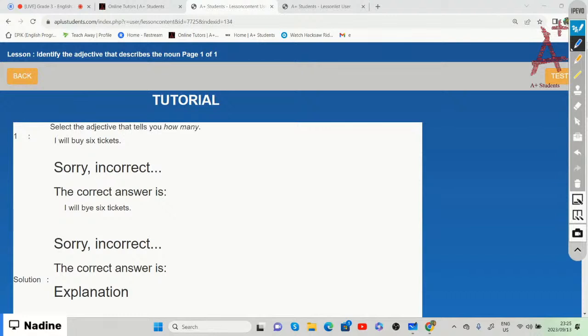I will buy 6 tickets. If we select the adjective that tells us how many, we're going to select 6. And 6 tells us how many. So the adjective 6 tells us how many, because we could have said, I will buy 5 tickets, 4 tickets. But specifically, it says here, I will buy 6 tickets. And the word 6 tells us how many tickets this person will buy.